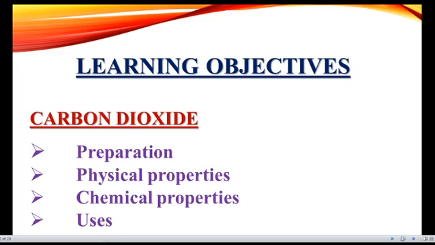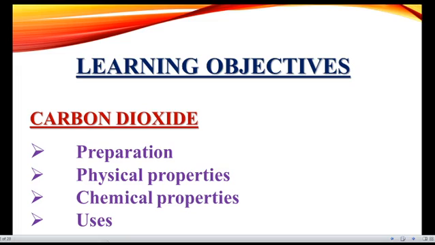Before that, I want to have a recap of our previous class. In this chapter, we first learned about carbon and some special properties of carbon like catenation, multiple bonding and allotropes. In that we studied two kinds of allotropes. One is the crystalline form of allotrope, another one is the amorphous form of allotropes. Next, in this class today we are going to learn about the compounds of carbon.